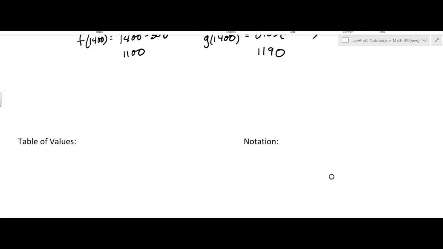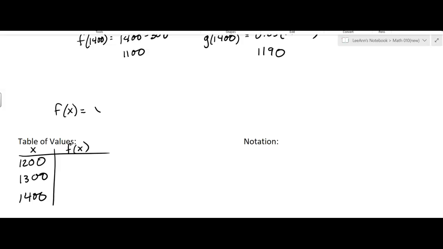So we could make a table of values here. We could say, let's have a computer for $1,200, $1,300, $1,400. And we're going to take off f of x. So here's x, here's our table of values, and we're just going to subtract 300. Okay, so we're paying 900 here, we're paying 1,000 here, we're paying 1,100 here, okay?